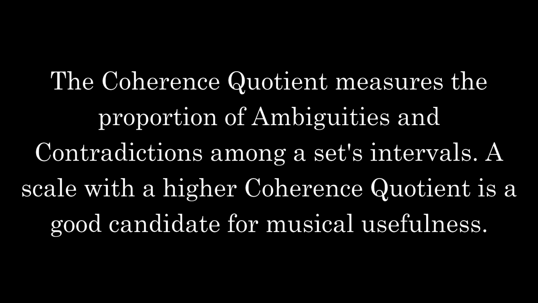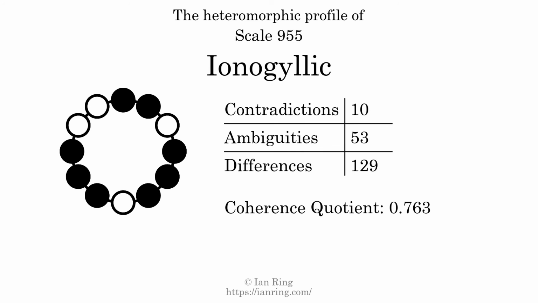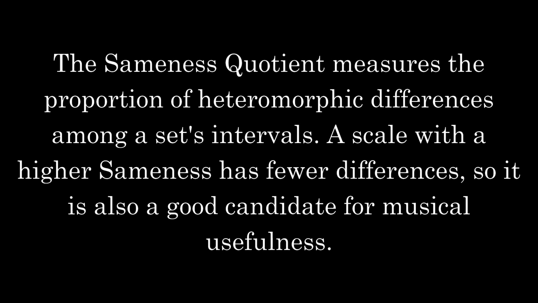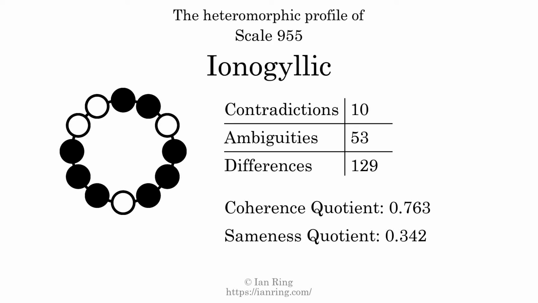The coherence quotient measures the proportion of ambiguities and contradictions among a set's intervals. A scale with a higher coherence quotient is a good candidate for musical usefulness. The coherence quotient is 0.763. The sameness quotient measures the proportion of heteromorphic differences among a set's intervals. A scale with a higher sameness has fewer differences, so it is also a good candidate for musical usefulness. The sameness quotient is 0.342.